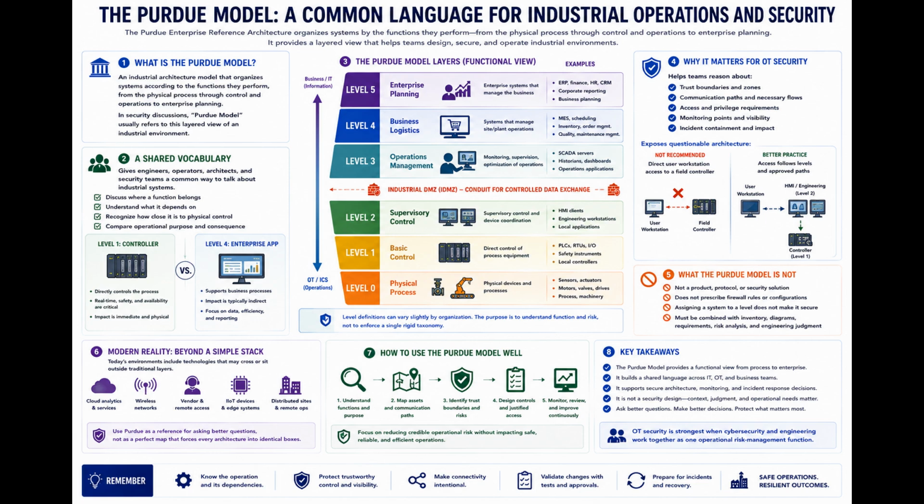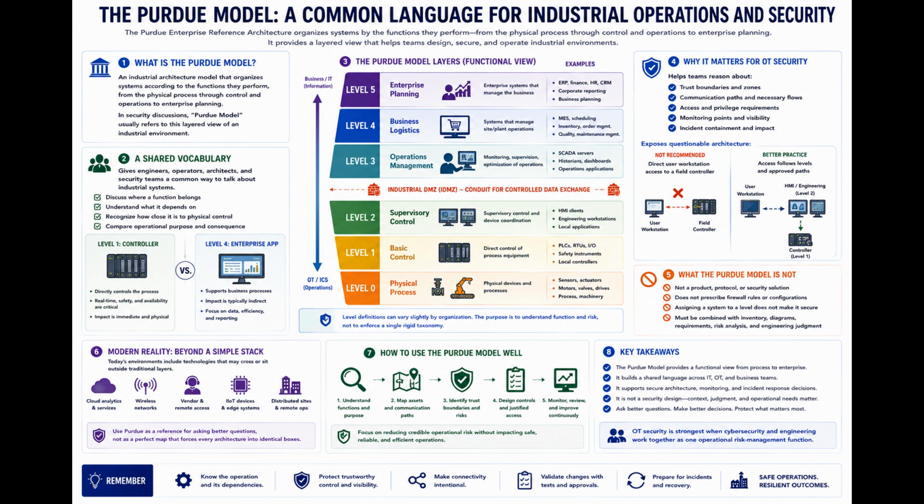The Purdue Enterprise Reference Architecture is an industrial architecture model that organizes systems according to the functions they perform, from the physical process through control and operations to enterprise planning. In security discussions, the term Purdue Model usually refers to this layered view of an industrial environment. The model gives engineers, operators, architects, and security teams a shared vocabulary.